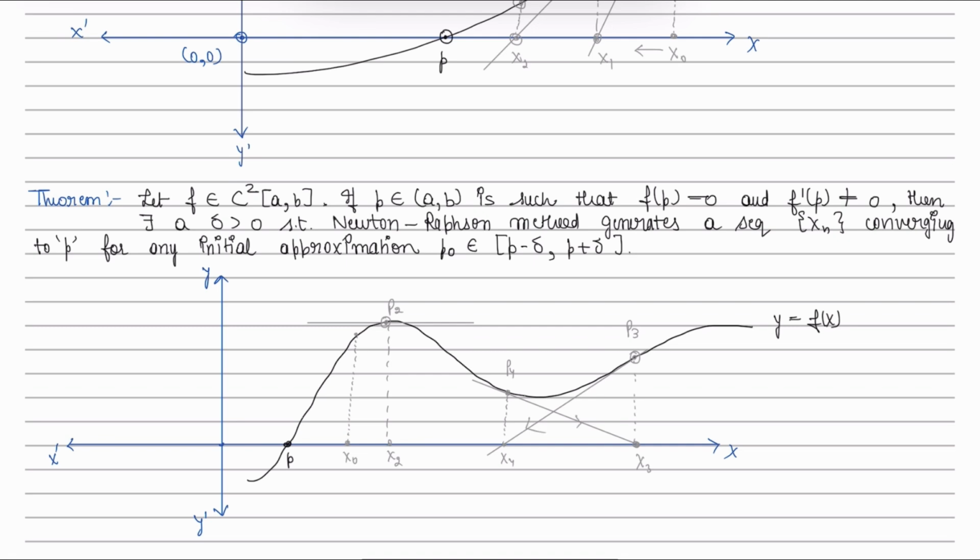So this method will fall into an endless loop. From here we can see the importance of selecting the initial approximation for Newton-Raphson method. Now let us try to understand this Newton method with the help of an example.